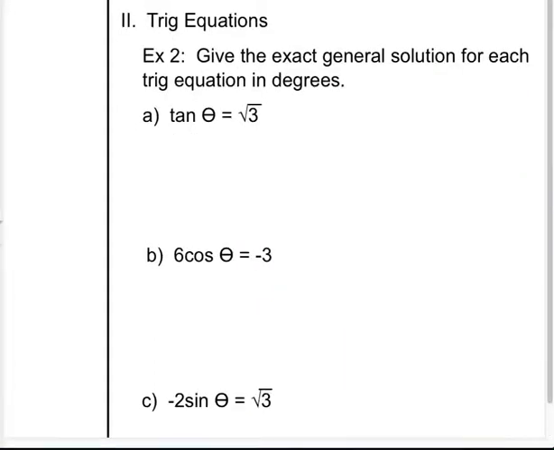All right, so now we're going to take a look at solving some trig equations, and we're going to be giving exact general solutions, and I'll explain what that means for each trig equation. So a general solution means every single possible value of theta that when we take the tangent of it would give us the square root of 3. Well, there are an infinite number of angles because you can keep rotating around the unit circle. So what we do is we look at what's called the period of the function. So let's talk about the period of the tangent function.